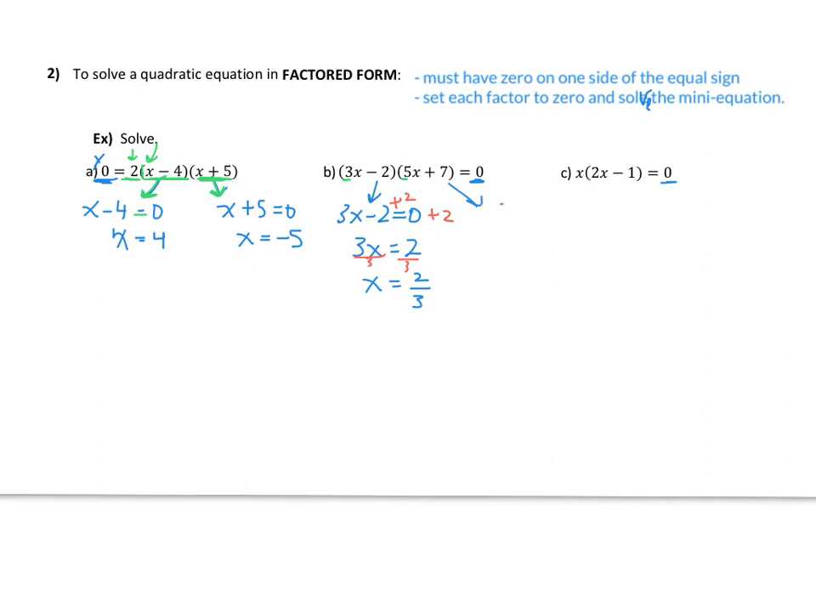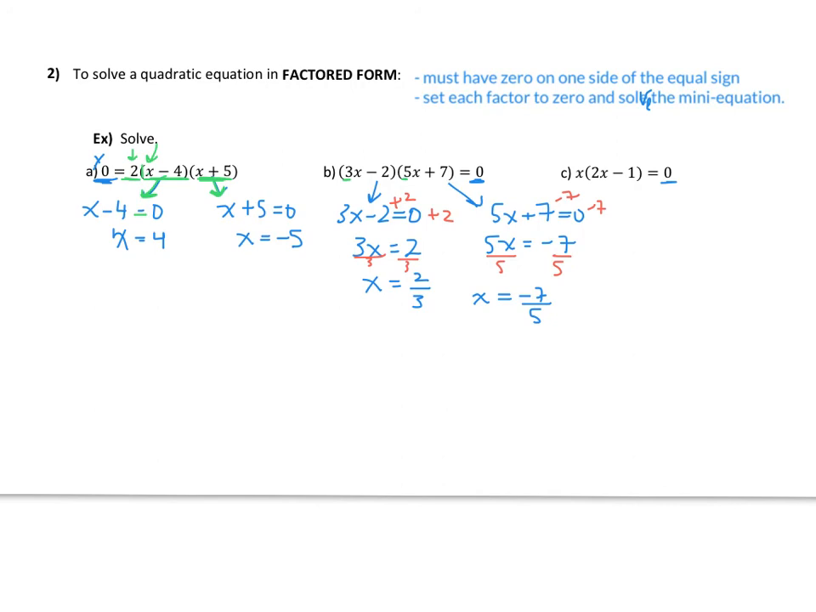The other one comes from 5x plus 7 equaling 0. I'm going to subtract 7 from both sides. And I'm running underneath the other equation, unfortunately. So 5x equals negative 7. Divide both sides by 5. x equals negative 7/5.